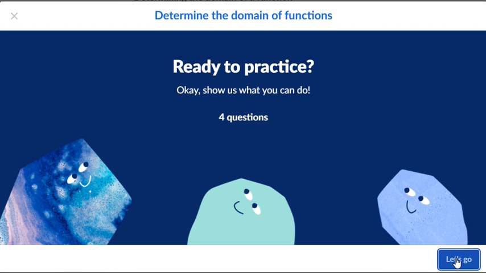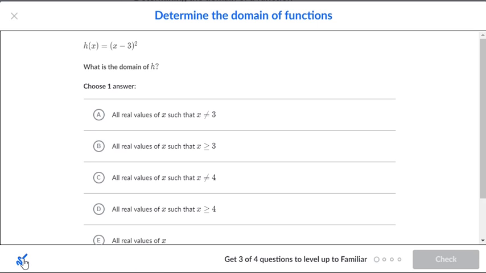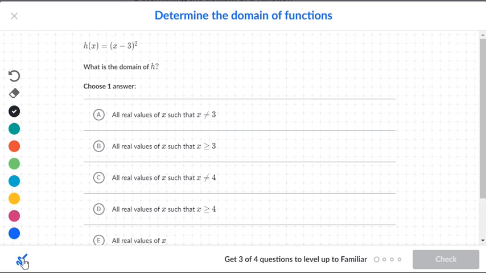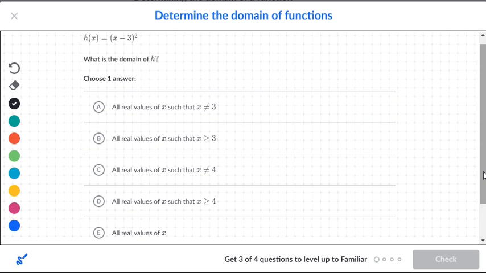Determine the domain of functions. Okay, so you have h of x is equal to x minus 3. Now, for the most part, your answers are always going to be all reals. The only time where there will be a stipulation is if you have a fraction or if you have a square root, then it's not going to be all reals. So you're looking for a fraction or you're looking for a square root sign.